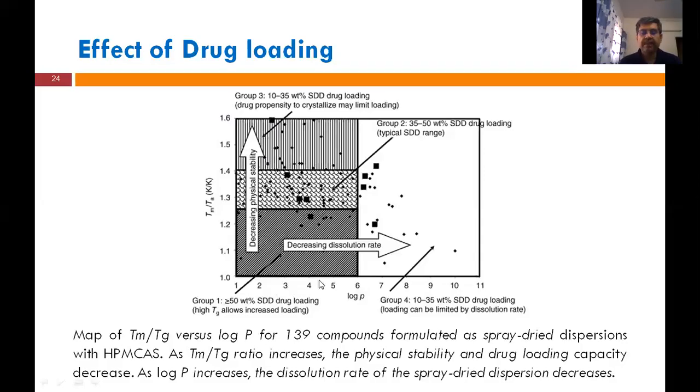If we look at the impact of the log P on the performance of the amorphous solid dispersion, as the log P value increases, the dissolution rate from the amorphous solid dispersion will decrease because of the greater lipophilicity and poor solvation potential of the API per se. And this gives rise to group 4 of the ASDs, wherein you can only achieve 10 to 35% drug loading in the solid dispersion, because if you increase the drug loading, you will not be able to achieve the required increase in the dissolution rate.